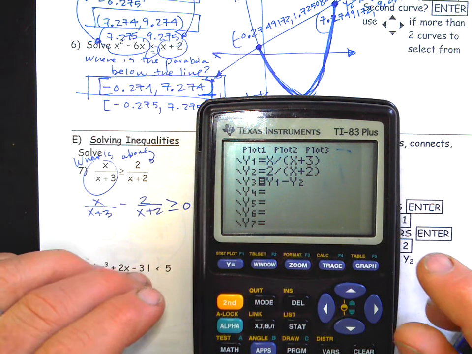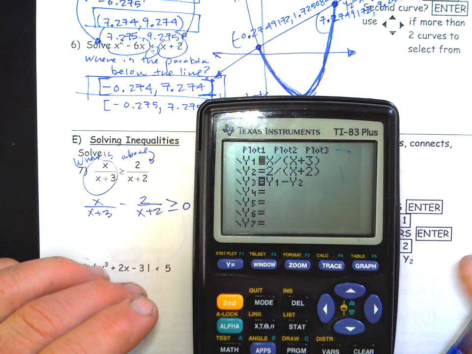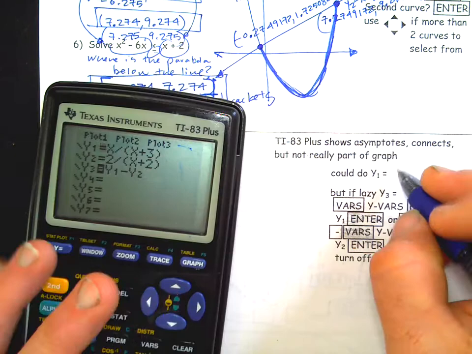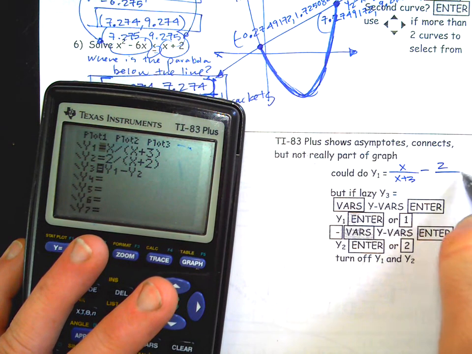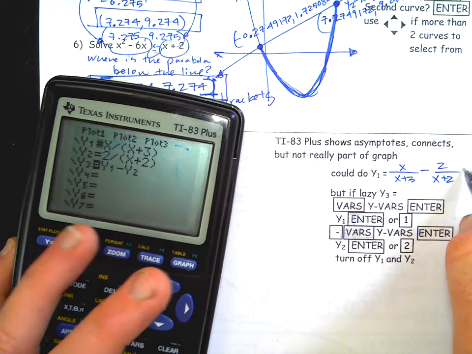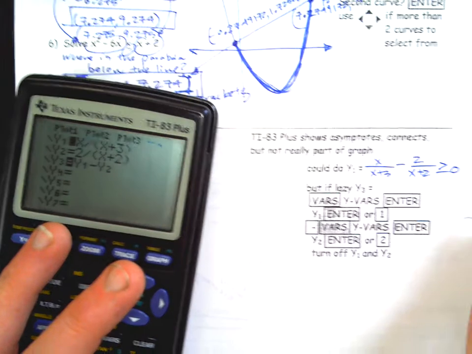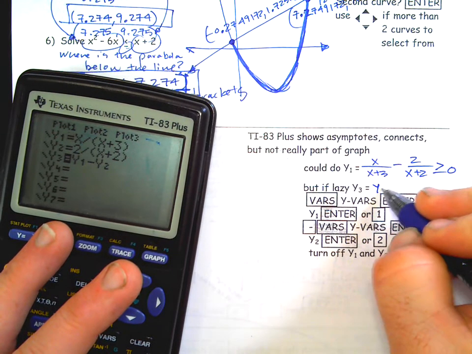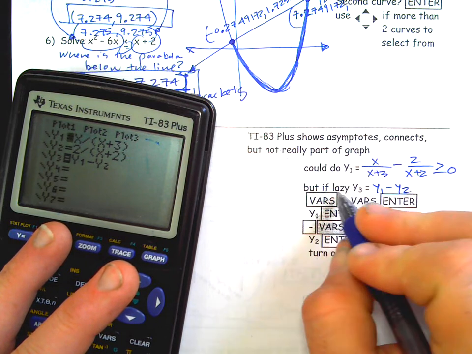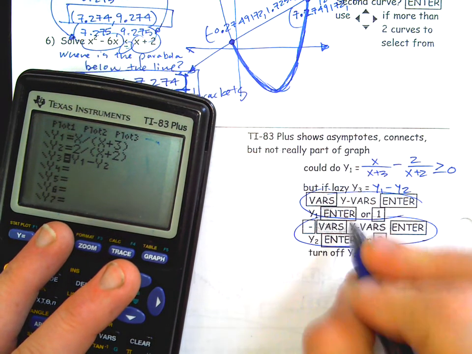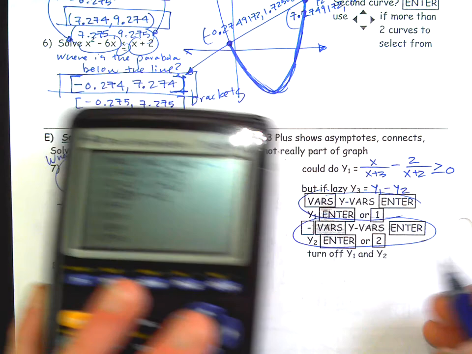Or we could just type it in, okay? So we're going to graph this. You could either type it in like this, and then we're saying where is it greater than or equal to 0? Or you could do y1 minus y2, using VARS, Y-VARS, enter. That's the way you could do that. And then you could turn off y1 and y2.